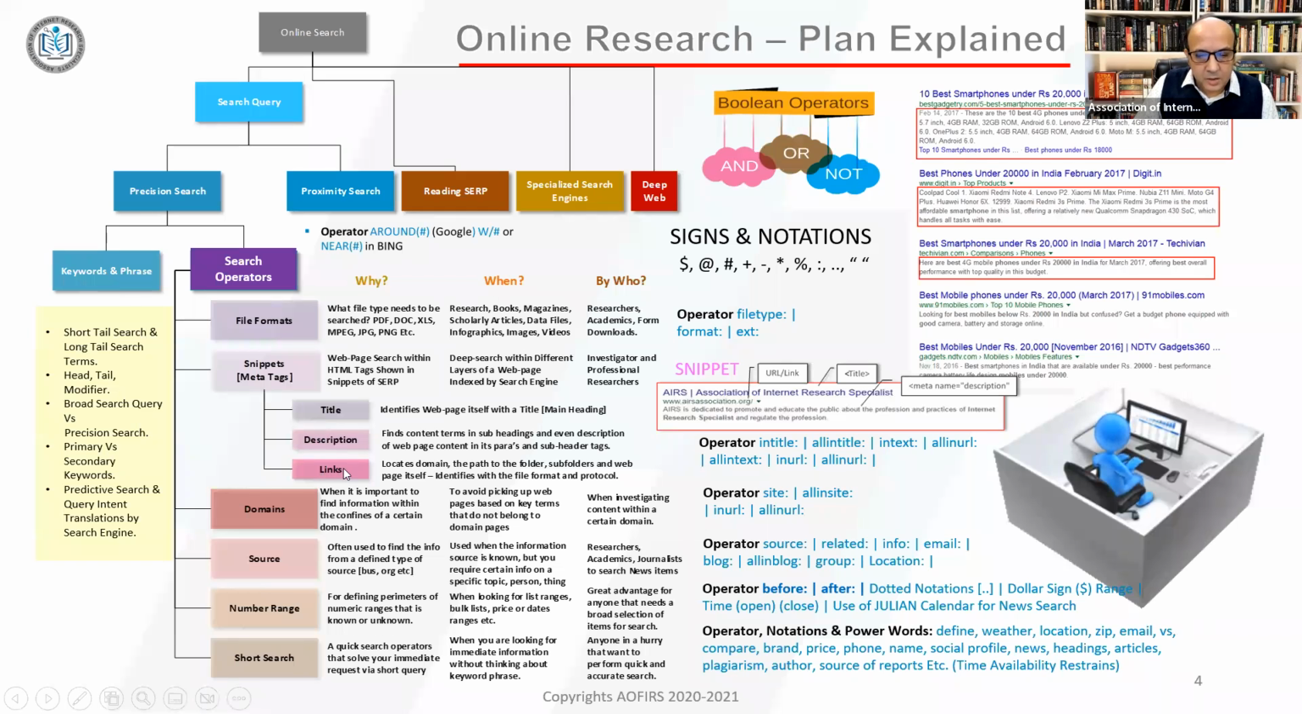And then there are links or URLs, which need to be matched with the search terms. And there are specific operators for this. Similarly, there are domains, source, number range, short searches, and so on. And then we also use signs and notations. Each of these notations may have a meaning for the search, so we will try to find what these can be effective or useful for.